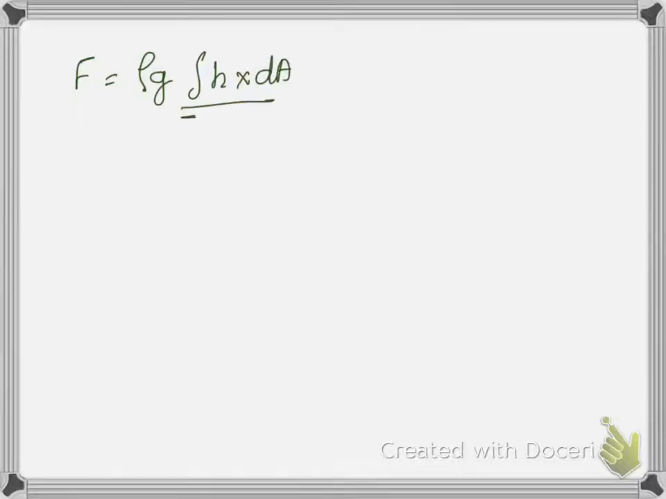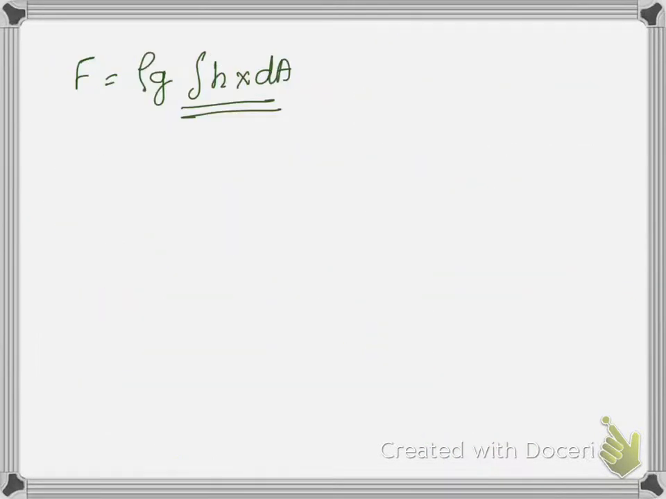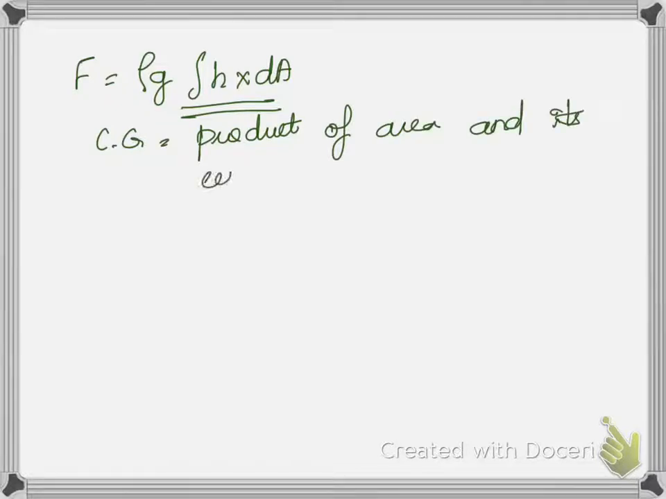So what is this h into dA? We might have learnt that the first moment of area is nothing but the product of area and its centroidal distance from the point. Here the centroidal distance is h and the area is dA. So something like that: the center of gravity is nothing but the product of area and its centroidal distance from the point.